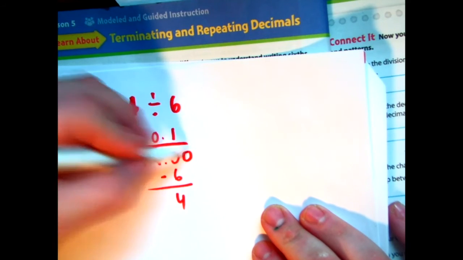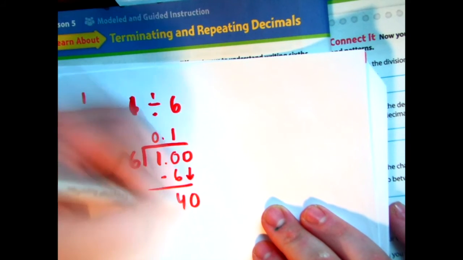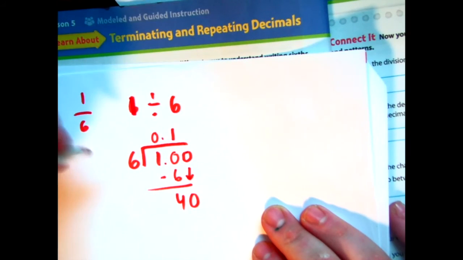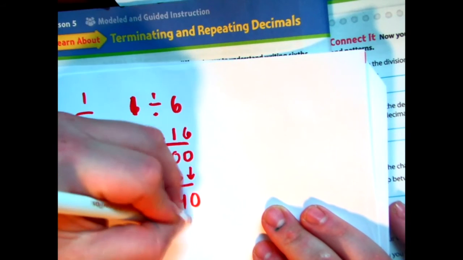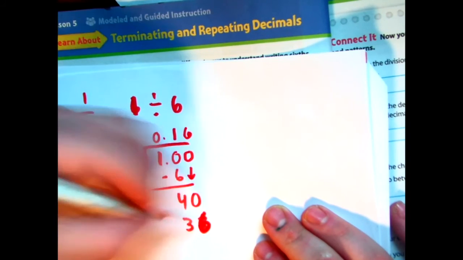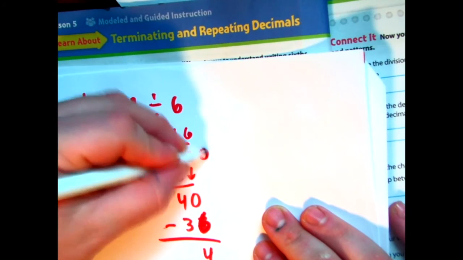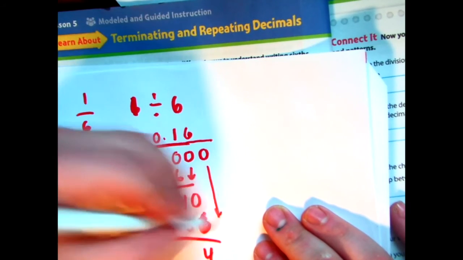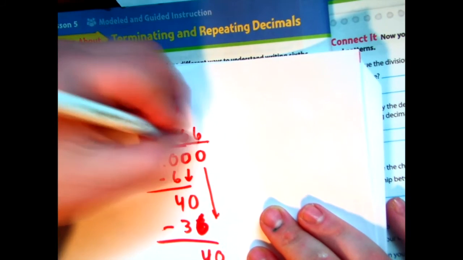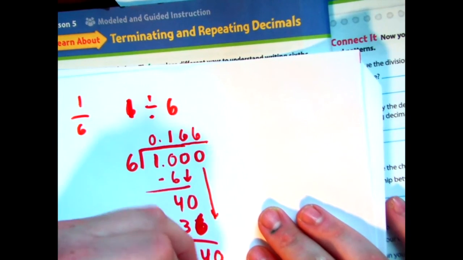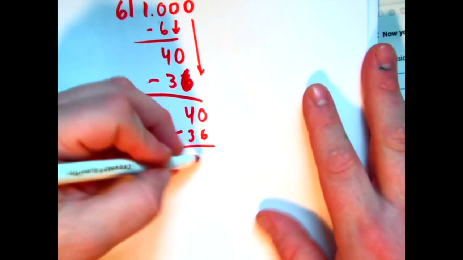I have a remainder of 4 after I divided that into tenths, so I'm going to divide it into hundredths. I bring down this 0 here. How many times can 6 go into 40? 6 can go into 40 6 times, because 6 times 6 is 36. 40 minus 36 is 4. So I'm going to put another 0 in the thousandths place. How many times can 6 go into 40? It can go 6 times. 6 times 6 is 36. 40 minus 36 is 4.